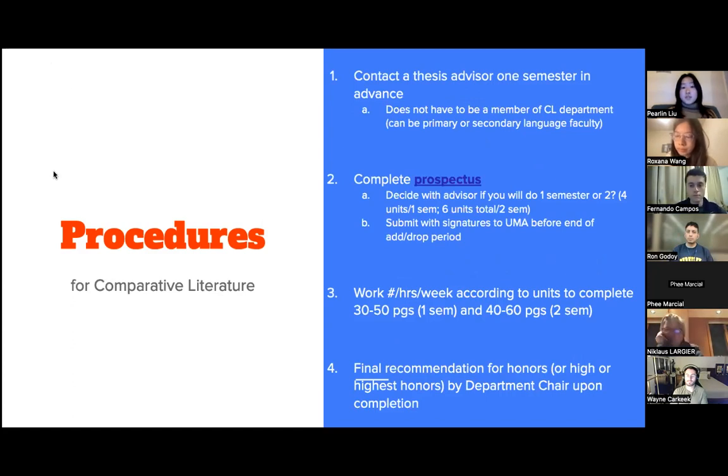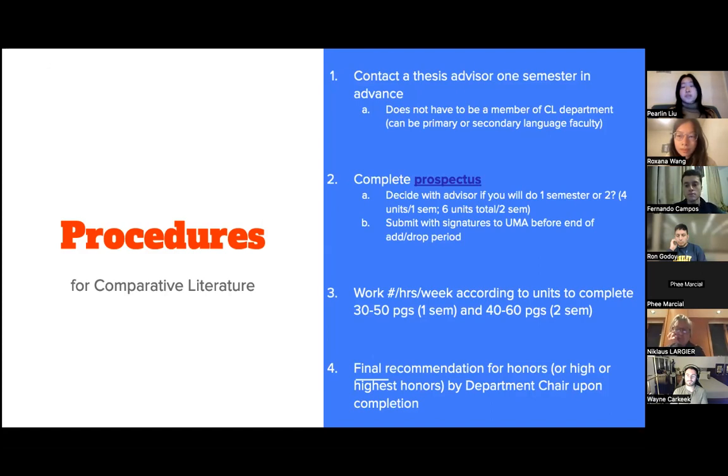This is specific to the comparative literature department, but just like Roxana said, you would first contact a thesis advisor 1 semester in advance. One thing to note is that this does not have to be a member of the complit department. So your faculty member of choice could be part of your primary or secondary language. The next thing is to complete a prospectus, which is basically a research proposal. You'll decide with your advisor if you'll write the thesis in 1 semester or 2 semesters for a total of 6 units if you choose to write it in 2 semesters.